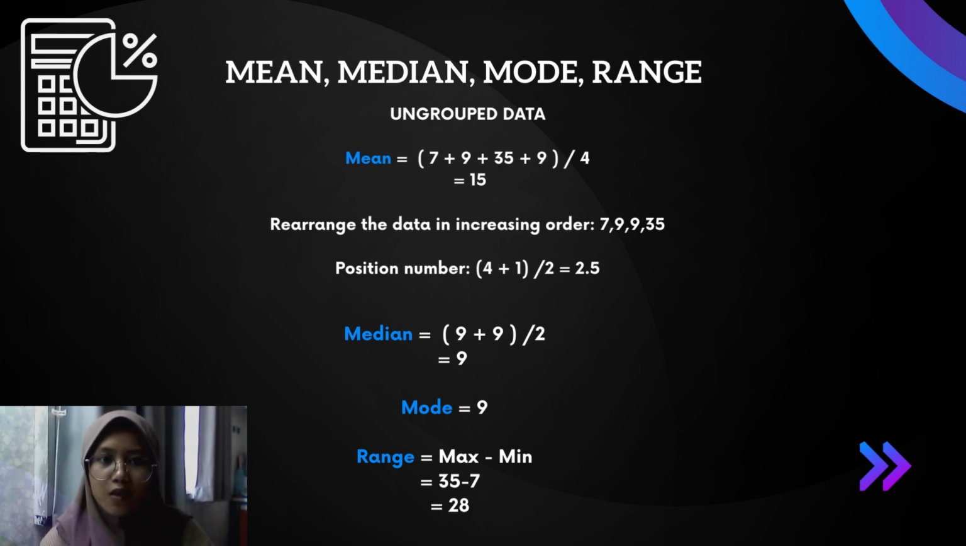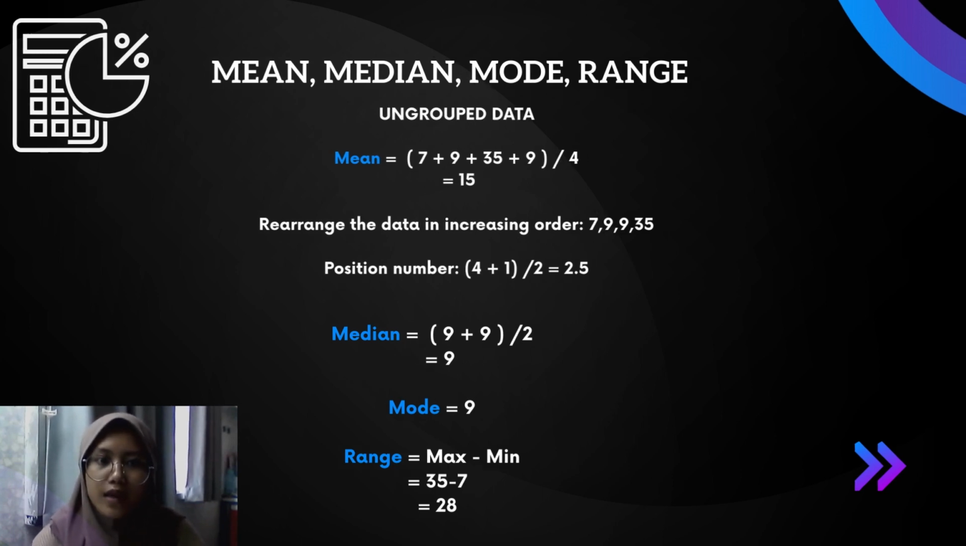Next is to calculate measures of dispersion, which starts with the range. Range is the difference between the maximum and minimum value in the data set. For this question, the maximum is 35 and the minimum is 7. By taking the difference of the values, we get the answer 28.